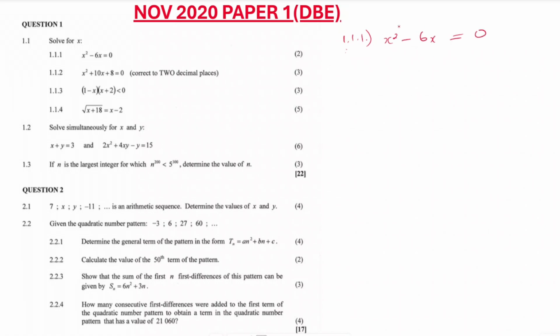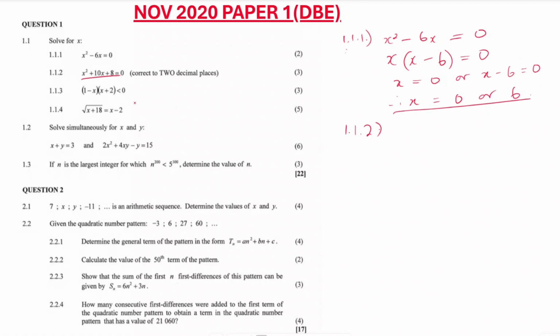To solve this type of equation, this is a quadratic equation that we need to factorize first. So a common factor is x. Then inside the bracket we'll be left with x minus 6. Then you let x is equal to 0, or x minus 6 is equal to 0. Therefore our x is 0, or this one we take minus 6 to the right, that is going to be positive 6.